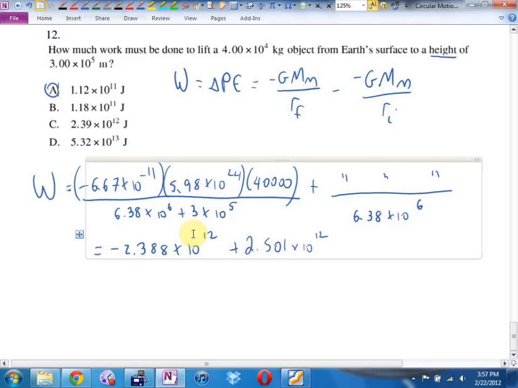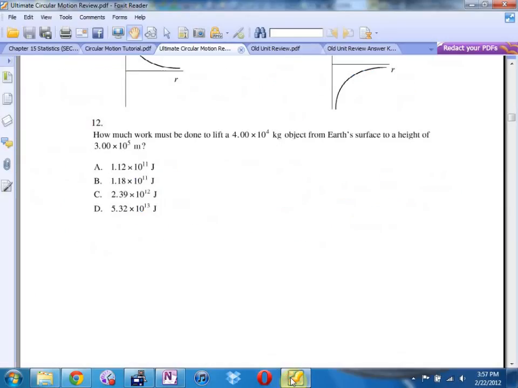Over R final. That's if they say, what's the potential, the final potential energy at that location. In other words, if they're not saying how much work. Yep. Anything else? Yeah. Sorry? Oh, thank you. I would have forgotten to do that.